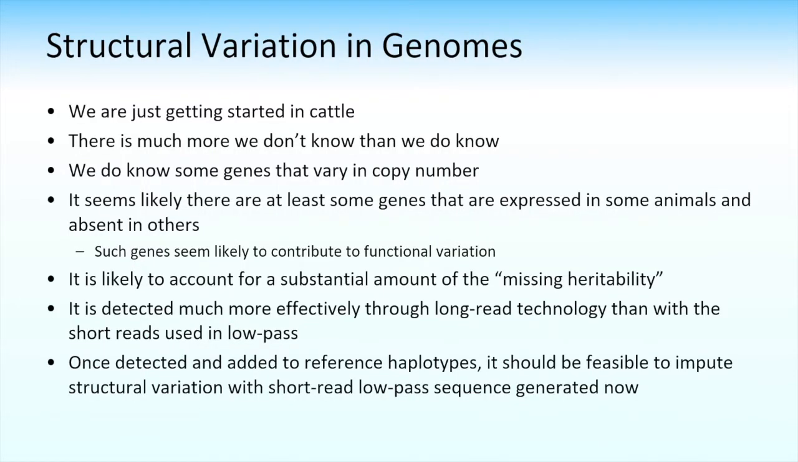When it comes to structural variation, we're just getting started in cattle. There's much more we don't know than what we do know. We do know some genes that vary in copy number. It seems likely there are at least some genes that are expressed in some animals and absent in others. Such genes seem likely to contribute to functional variation.